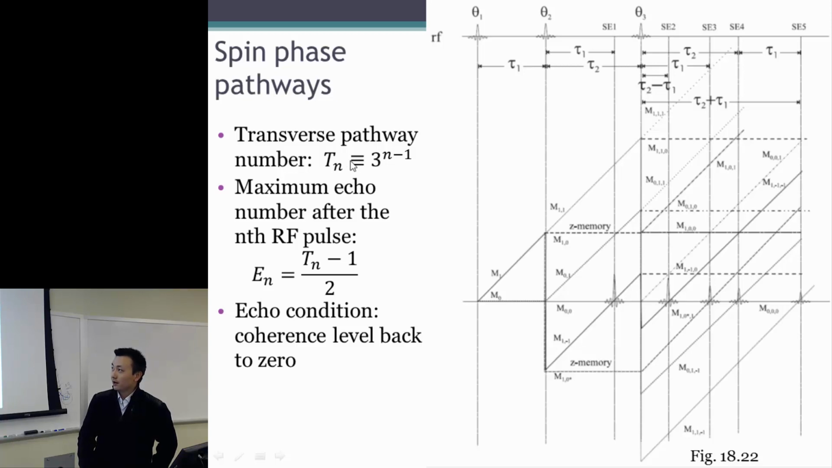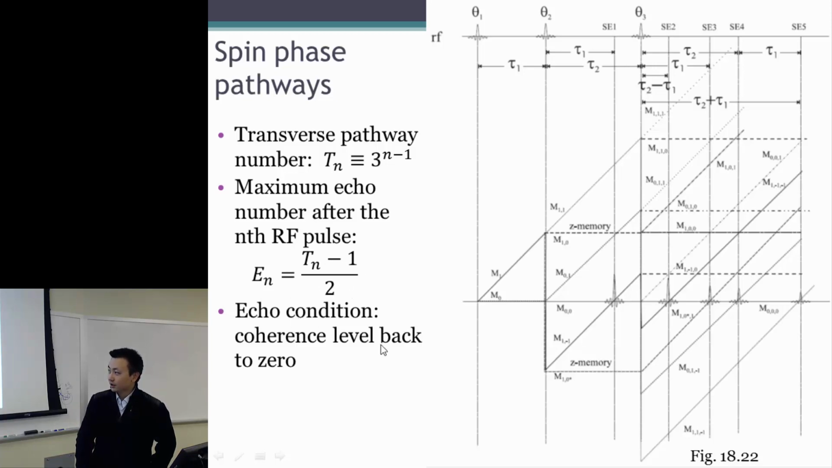So the number of transverse pathways that can possibly develop in terms of the RF pulse number is on the order of 3^(n-1). So this is a very large number. If we add another pulse here, we probably could not show it on one page. The maximum echo number after the nth RF pulse would also be very large, since it is just 1/2 of the total available pathways.